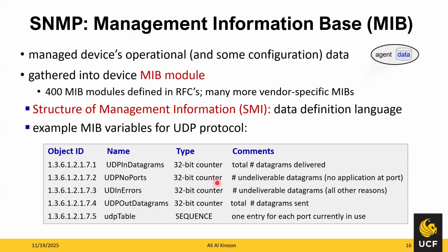UDP no ports counts datagrams with no listening application. UDP errors, for example, counts various delivery issues. And the UDP table is a sequence where the device maintains one row for every active UDP port. So these values allow the managing server to monitor the UDP behavior and diagnose issues at the device level.